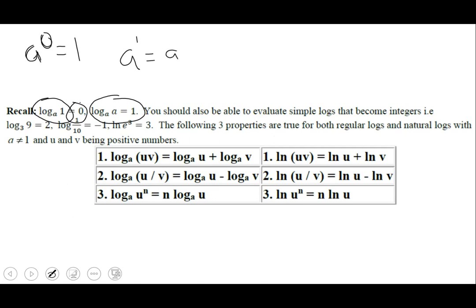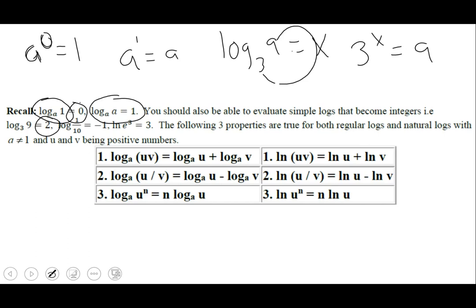You should also be able to evaluate simple logs that become integers. So, for example, log base 3 of 9. The reason why log base 3 of 9 is equal to 2 is because let's say you didn't know what it was equal to, log base 3 of 9 equals x. If you were to write it as an exponential, and if you're wondering how I'm doing that, you may or may not have learned this using what's called the loop rule. There's lots of ways to go from a log to an exponential, so however you were taught, feel free to use that. But you would basically be asking yourself 3 to the what power equals 9, and of course that's why log base 3 of 9 is equal to 2.